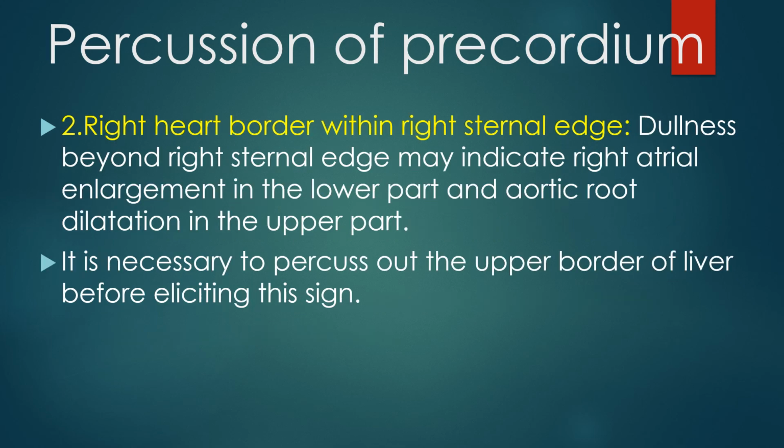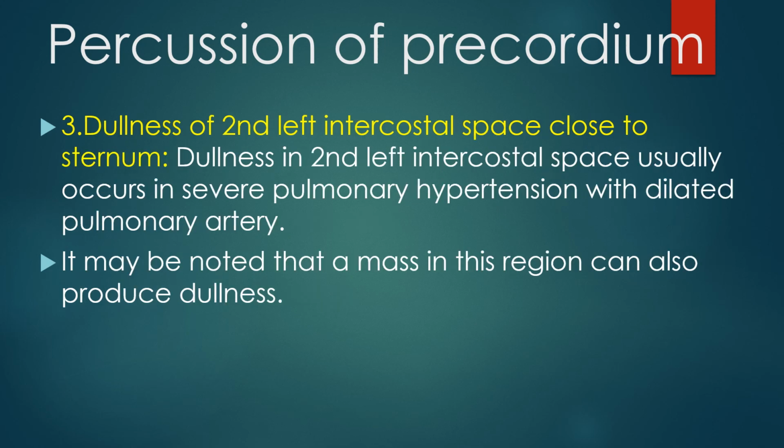2. Right heart border within right sternal edge. Dullness beyond right sternal edge may indicate right atrial enlargement in the lower part and aortic root dilatation in the upper part. It is necessary to percuss out the upper border of liver before eliciting this sign. 3. Dullness of second left intercostal space close to sternum. Dullness in second left intercostal space usually occurs in severe pulmonary hypertension with dilated pulmonary artery. It may be noted that a mass in this region can also produce dullness.